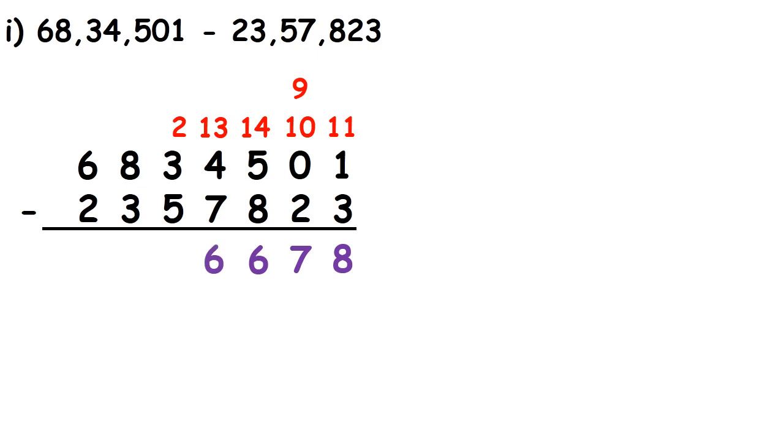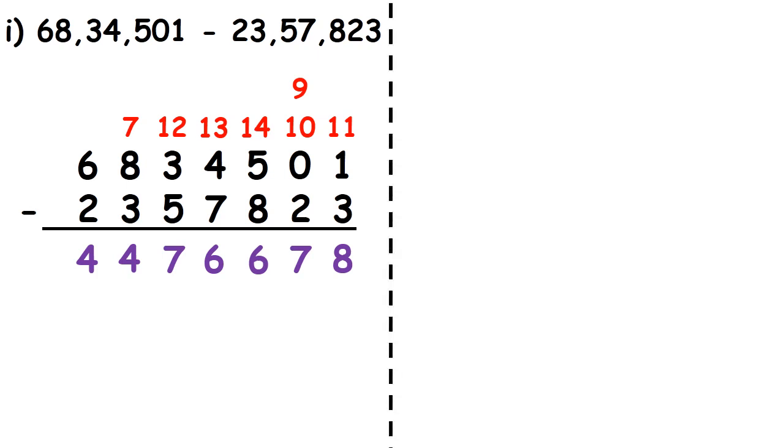And again we have to borrow from 8, so 8 will become 7 and 2 will become 12. 12 minus 5 is 7. And 7 minus 3 is 4. 6 minus 2. Here we can cancel 2 from 6, so we don't have to borrow. 6 minus 2 is 4. So our final answer will be 44,76,678.